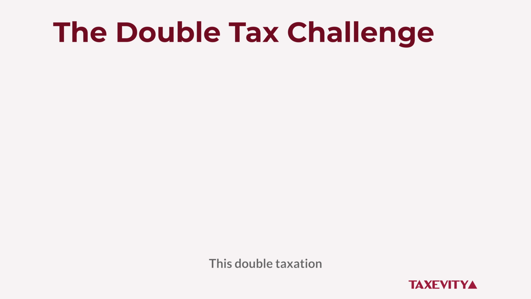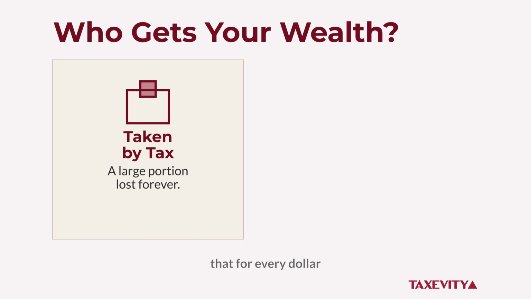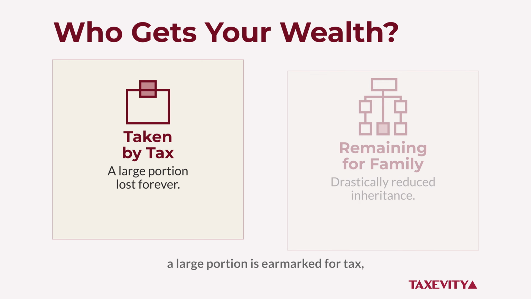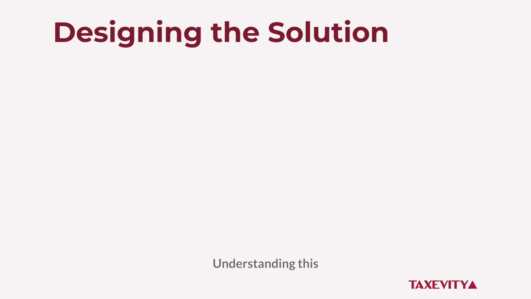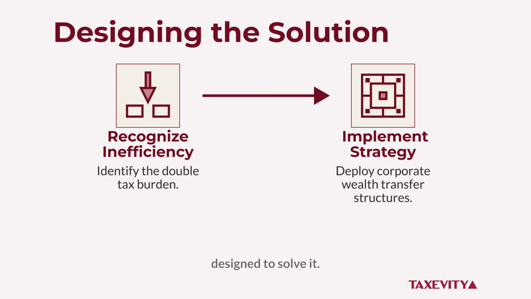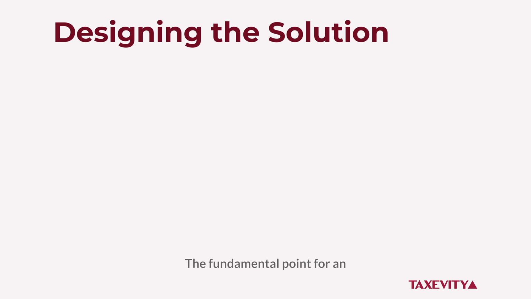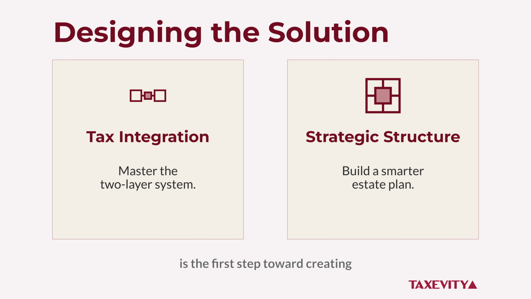This double taxation presents a fundamental, structural challenge for any business owner looking to transfer corporate wealth to the next generation. It effectively means that for every dollar your corporate investments earn, a large portion is earmarked for tax, not for your family. Understanding this inefficiency is the first step toward implementing strategies designed to solve it. The fundamental point for an incorporated business owner is that understanding these two layers of tax is the first step toward creating a more efficient estate plan.